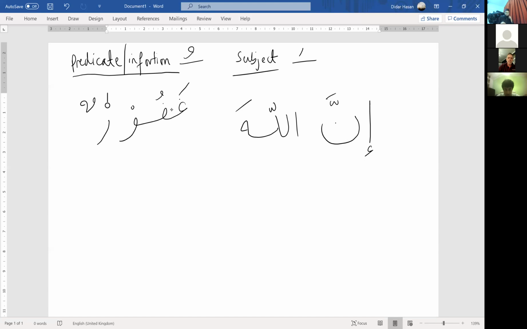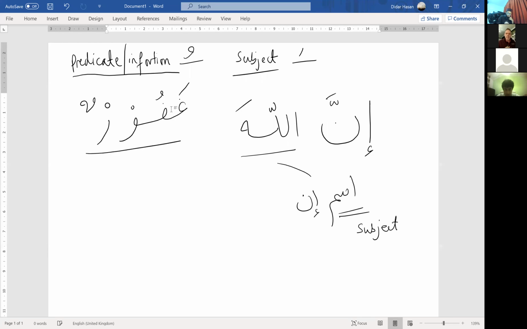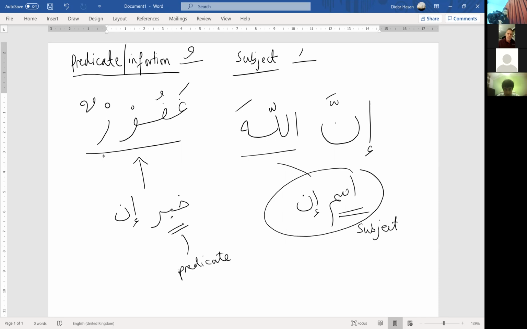Okay, so this is basically how it works. The subject of inna, we'll call this in Arabic ismu inna. Ism here refers to subject. And this we'll call the khabaru inna. Khabar basically means the predicate. So if we come across this type of sentence again, I'll ask you, why does Allah have a fatha here? What you'll tell me is, it is the ismu inna. Then I'll ask you, why does ghafurun have a dhamma here? What you'll tell me is, it's the khabaru inna.